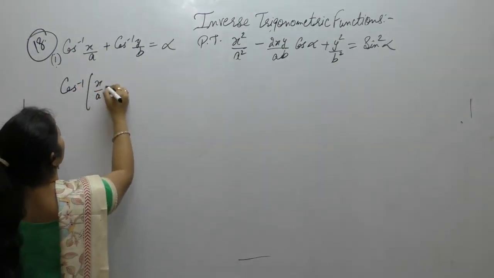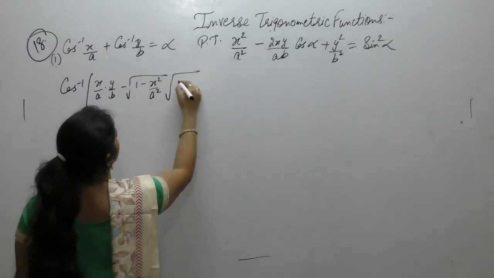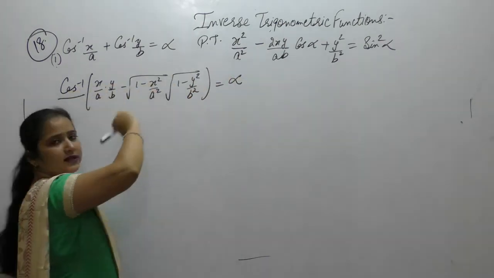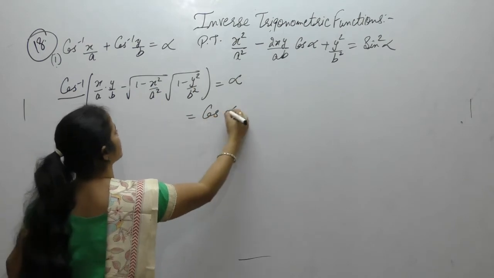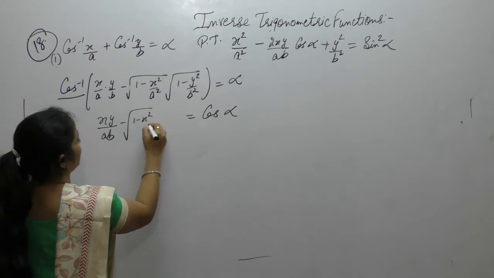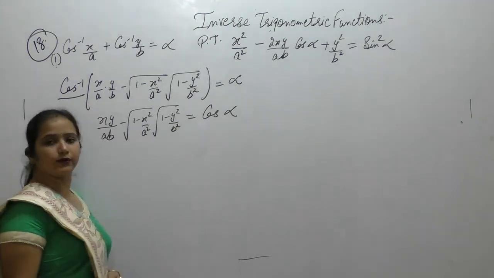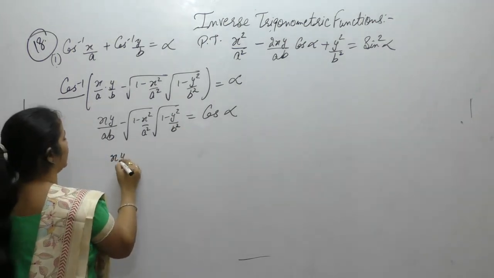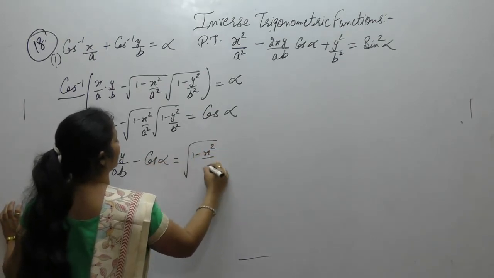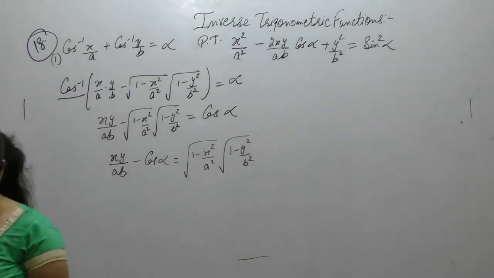Cos inverse of xy minus square root of 1 minus x square, square root of 1 minus y square. Now this cos inverse goes to the right hand side, so it becomes cos alpha equals xy upon ab minus square root of 1 minus x square upon a square into square root of this. Now cos alpha on the left hand side is equal to xy upon ab minus square root of 1 minus x square upon a square, square root of 1 minus y square upon b square.